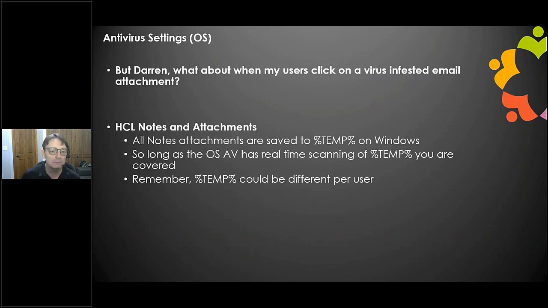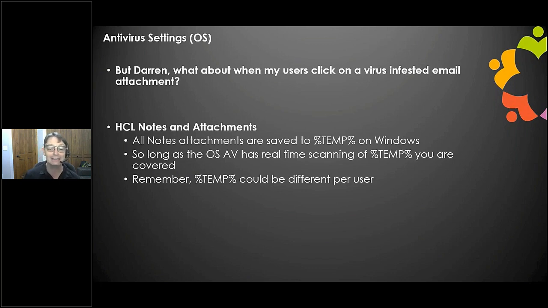That being said, what happens if I click an attachment in Notes, or even on the web for that matter, in iNotes? Well, it doesn't work the way you think it does. When I open an attachment in Notes, it actually downloads it to the user's temp folder, the %temp% user variable, and that's where it is stored when you download it, and that's where it is opened from. So as long as you're not excluding the temp variable for the user, and God forbid you are, because if you are, you have more problems than I can ever fix.